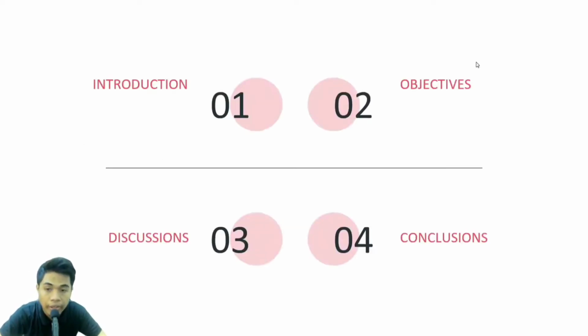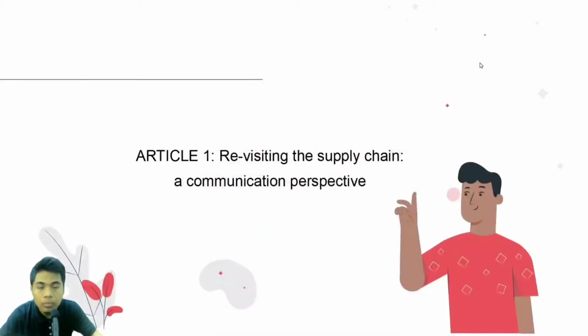As you can see right now, these are the four contents of the articles that will be presented by us throughout the video. First, we got introduction, second, objectives, third, discussion, and fourth, conclusion. Article Summary 1, Revisiting the Supply Chain, a Communication Perspective.